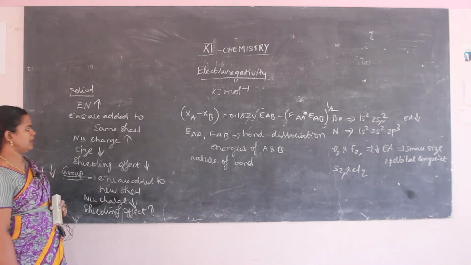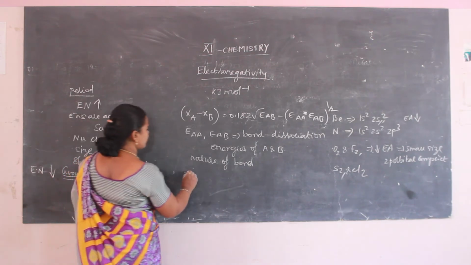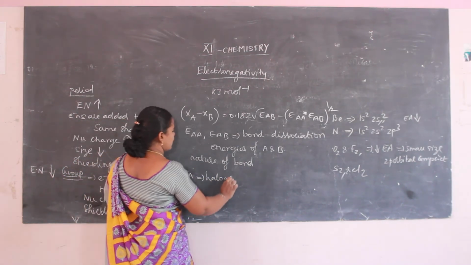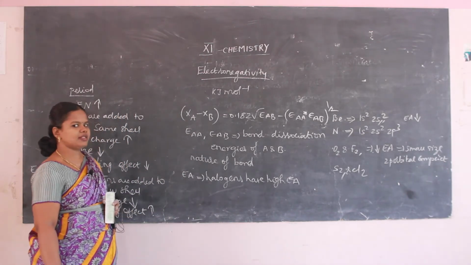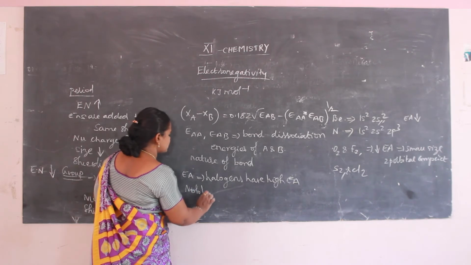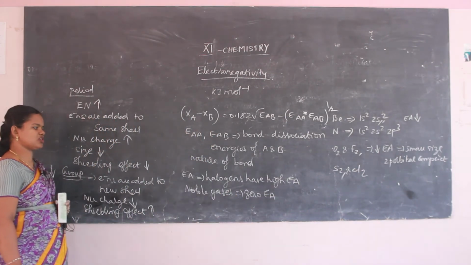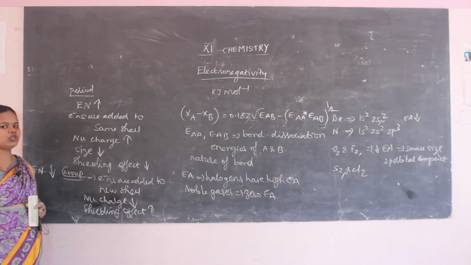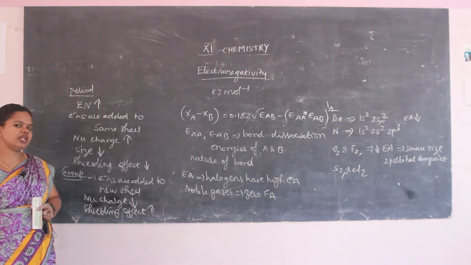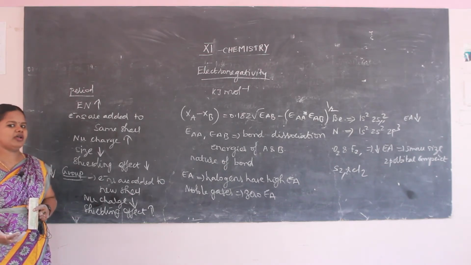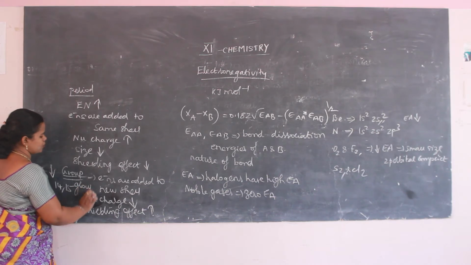For example, in a group, halogens will have higher electronegativity, and similarly halogens will have high electron affinity, while the noble gases have zero electron affinity because they have a stable electronic configuration. Halogens are highly electronegative. In the 14th and 15th group there is anomalous behavior, an increasing trend apart from the decreasing trend.